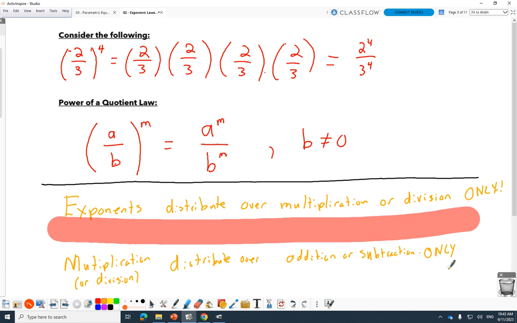Hours and hours of poring over this stuff? No, but the day before the quiz, you're like, when can you distribute? And you're like, okay, exponents, multiplication, division, yeah? Multiplication, addition, subtraction. Okay, good, got it.